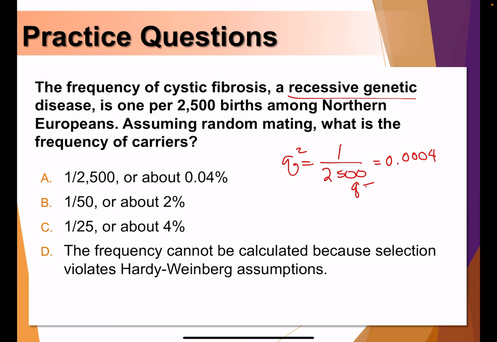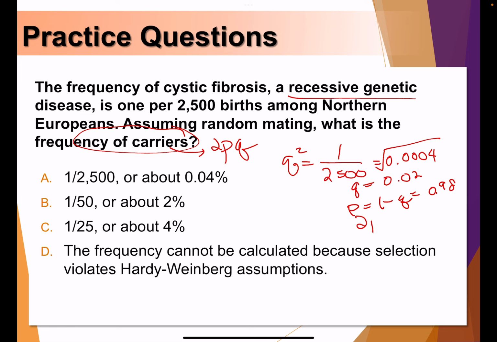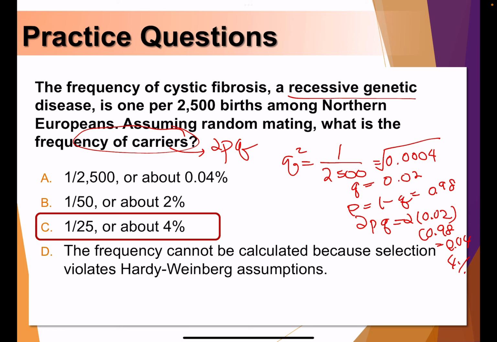So q, which would be the square root of that, is equal to 0.02. And remember that p is equal to 1 minus q, so p is then equal to 0.98. And the carriers are represented by the 2pq in the Hardy-Weinberg equation. So 2pq is equal to 2 times 0.02 times 0.98, which is then equal to 0.04, or 4% of the population. So it is 1 over 25, or about 4%.